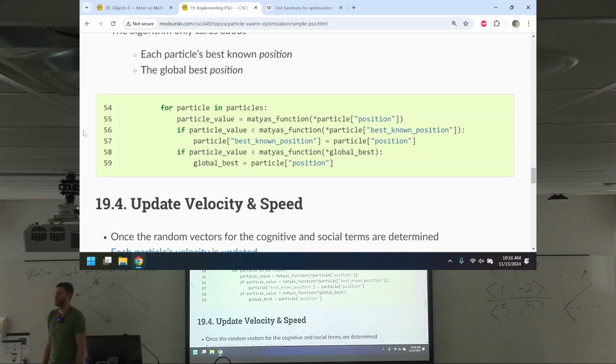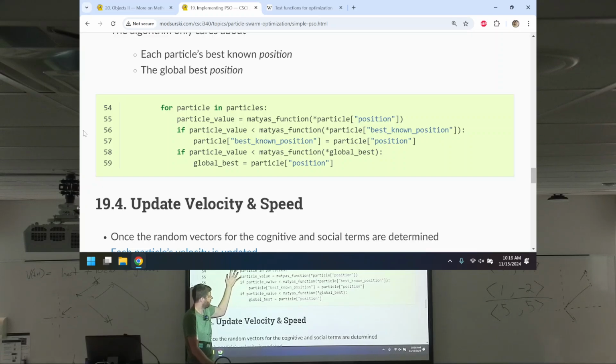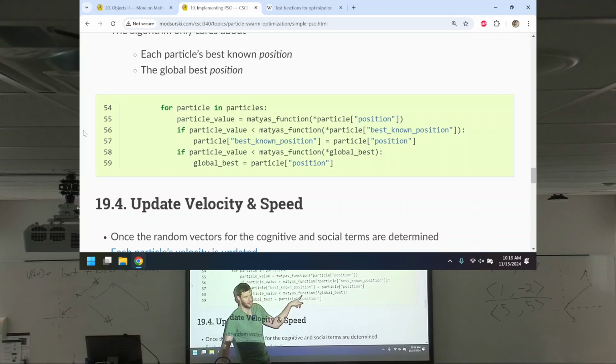Evaluation, well, for each particle in particles, the value is going to be, call the function with the location, the position. I'm minimizing here, so if the particle value is less than the best known position, then update my best known position. If it's not, ignore it. If my value is better than the global best known position, I update it. It's that simple. If you're like, wait, what? It really is that simple.